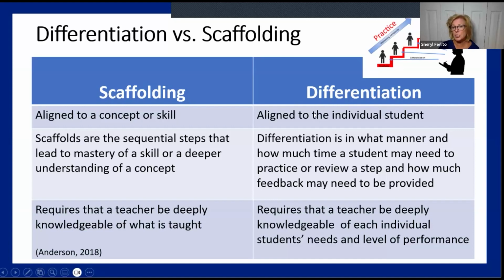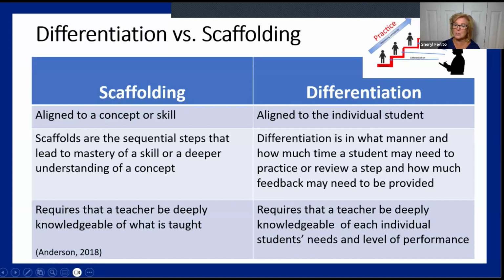So what about differentiation then? We're talking about what does the data say about that student? It's the manner and how much time we need to practice. So there's that practice arrow at the top to review and to give feedback. So we want to use really good use of our instructional time so that we're giving the right amount of practice and feedback so that students can reach mastery. Different students need different amounts of practice, as we know.